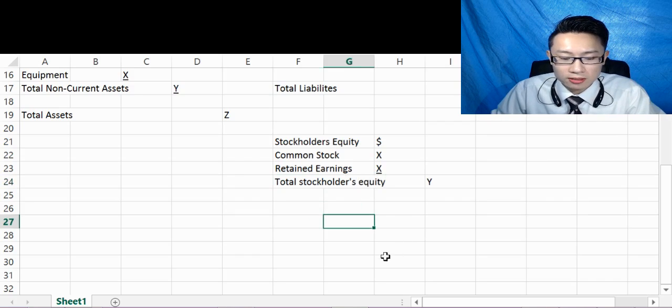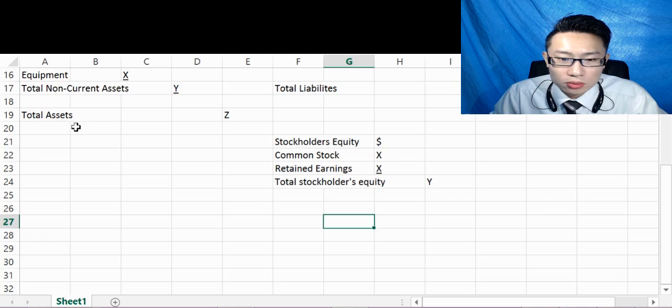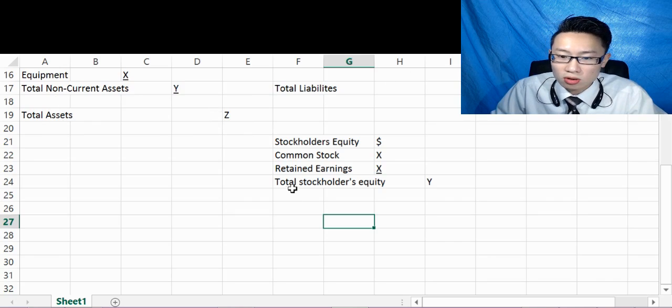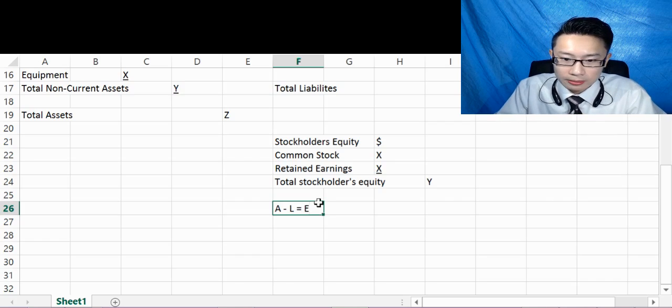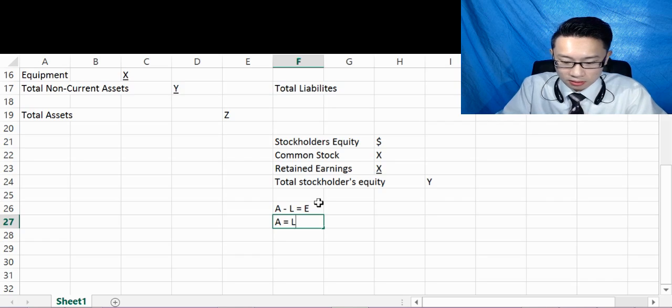So this is very important, and this is what's going to show us if this balance sheet is correct. We have to get the total assets minus the total liabilities, and that should equal our stockholders' equity. So our Z here minus Z here should equal our Y. And if it doesn't add up, it means that something's wrong with your balance sheet. You have to make sure you enter all the numbers correctly. So I'll just write that formula for you, which is assets minus liabilities is equal to equity.